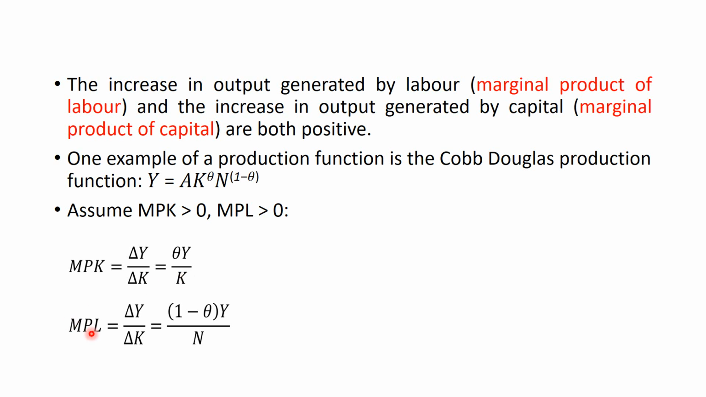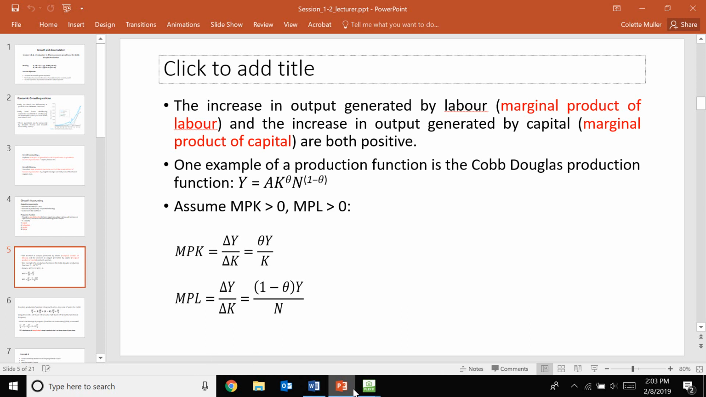The marginal product of labor is then the amount by which output increases when the labor or population size changes. So just note the small mistake here. This should be change in n in the denominator. So what the marginal product of labor is telling us is when we change labor by 1 unit, by how much will output change? And the marginal product of labor is then given by 1 minus theta y divided by n.